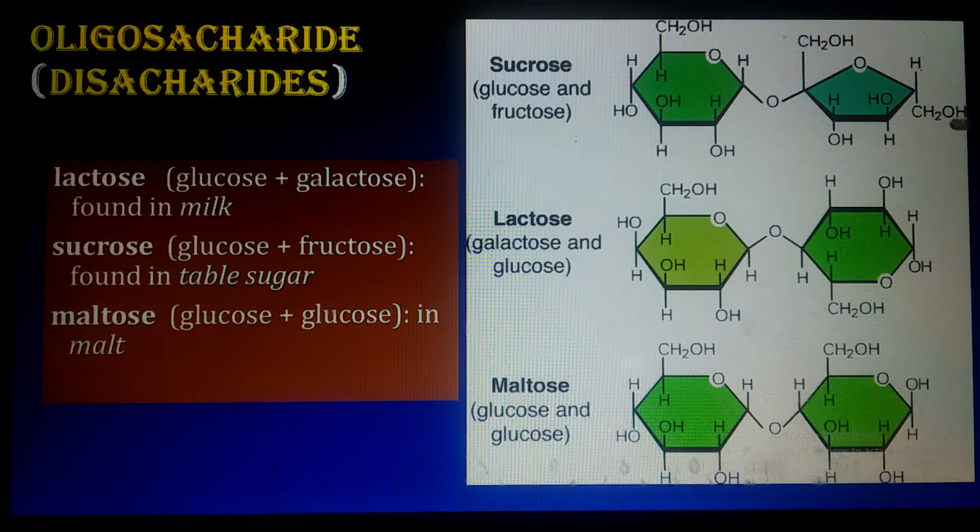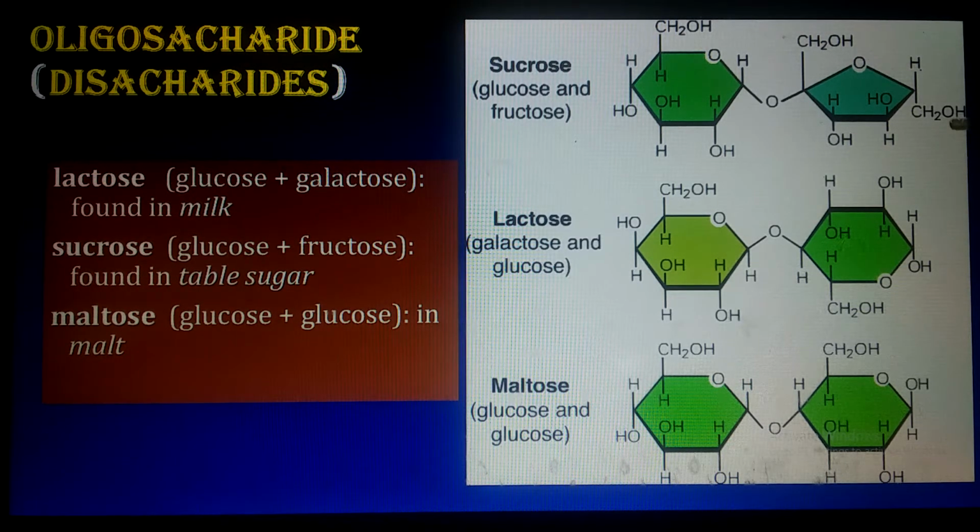We are familiar with the sucrose. We are familiar with the maltose. Lactose is found in the milk, and this lactose is made by the reaction of the glucose with galactose. And the reaction is known as condensation reaction, in which a water molecule is released when two monosaccharide molecules, glucose and galactose, react with each other and produce the lactose.